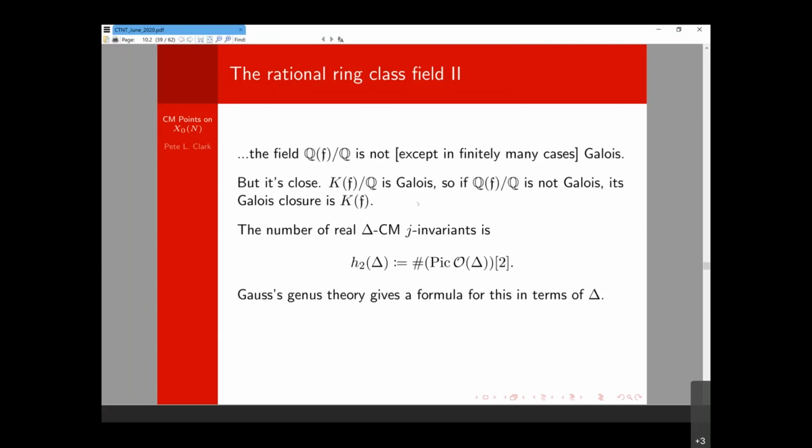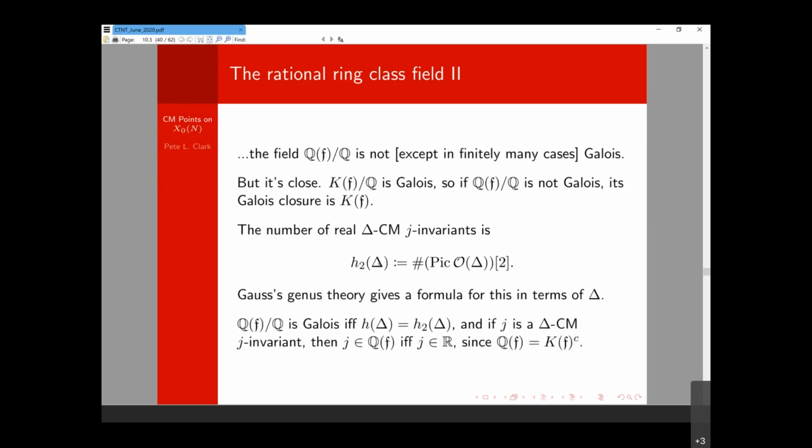Okay, so a little more algebraic number theory type stuff here. It turns out that the number of real delta CM j-invariants is known. It's the cardinality of the two torsion of the class group of the order of discriminant delta. That sounds kind of fancy, but believe it or not, over 200 years ago, Gauss gave a formula for the size of this group in terms of delta, or really just in terms of the prime factorization of delta. So this is really equivalent to the genus theory of binary quadratic forms.